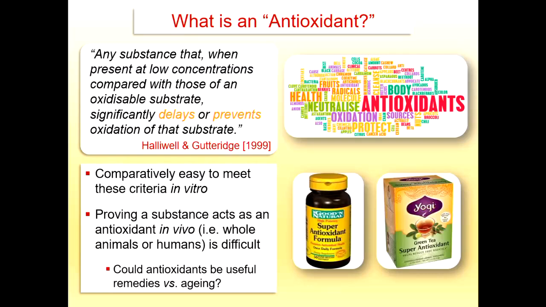Now the problem with this area, and one of the reasons why we should be a little sceptical about some of these claims on healthcare products, is that it's relatively easy to meet these criteria in vitro, but talking about an antioxidant acting as an antioxidant in vivo in the whole human body or a whole animal is more challenging. And this is going to be one of the issues you're going to have to grapple with during your drug discovery project, because all our experiments are conducted in vitro. Hopefully this lecture will set the scene for some of the issues that have to be considered when trying to claim that a molecule actually acts as an antioxidant in a human or an animal.